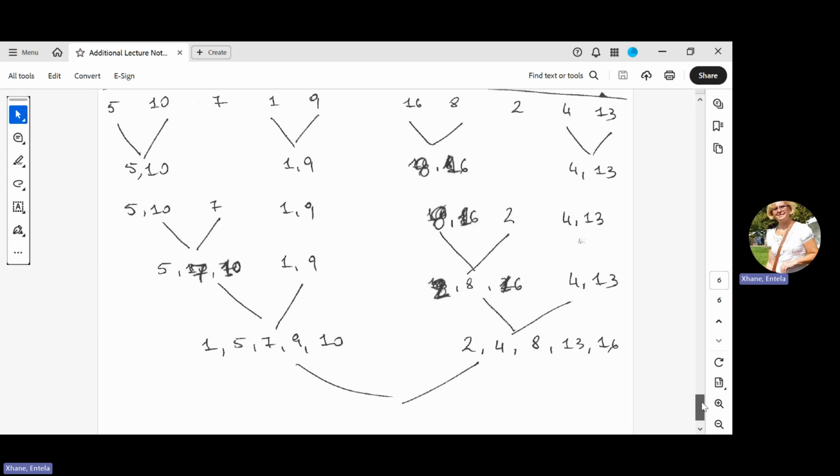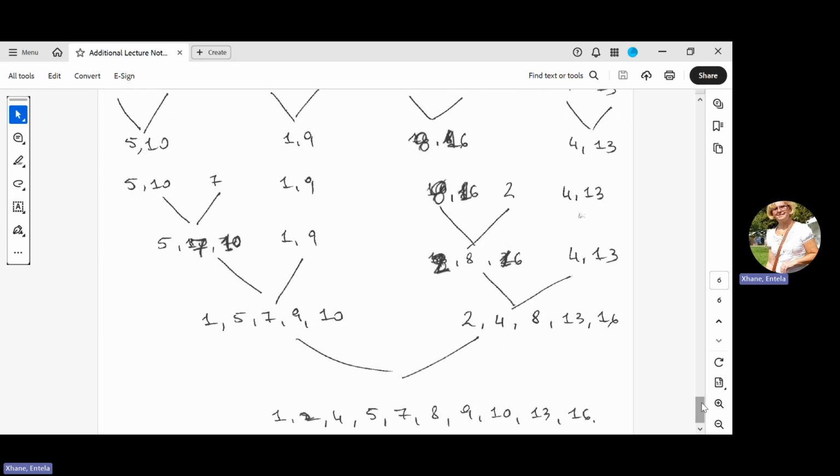And now the final merge, where 5, 7, 10, and 1 and 9 will be merged all together. We know 1 is the smallest, 5 is the next smallest, 7, then 9, and 10. So as we merge them in one list, which is the first half, we sort them out in the ascending order from the smallest to the highest. Same thing with 2, 8, 16, 4, and 13. We start with 2, then 4, then 8, then 13, and 16. Now we have the first half of 5 entries and then the second half of 5 entries.